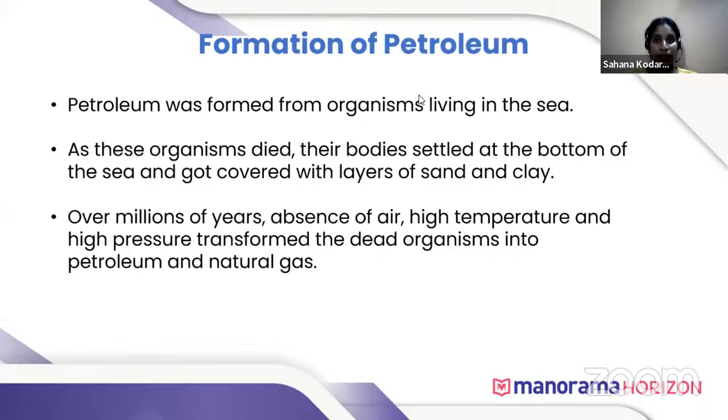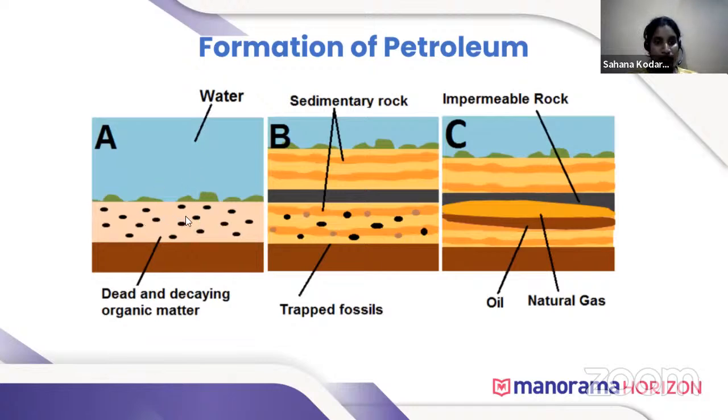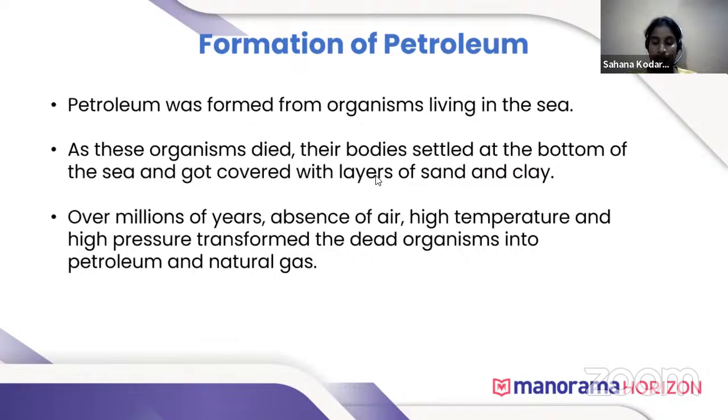How petroleum is formed. Petroleum was formed from organisms living in the sea. As these organisms died, their bodies settled at the bottom of the sea and got covered with layers of sand and clay. See, here these are the organisms which are found in the sea. When they died, they settled at the bottom of the sea. Then after some time, these dead organisms were covered by topsoil, sand or clay.